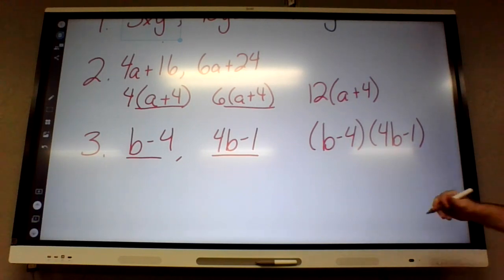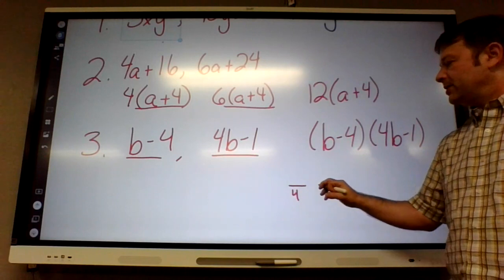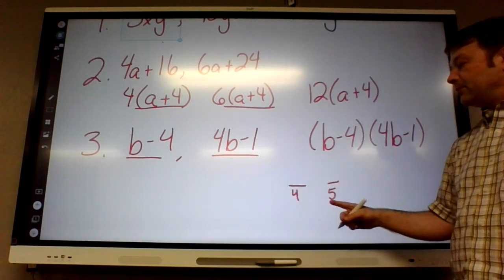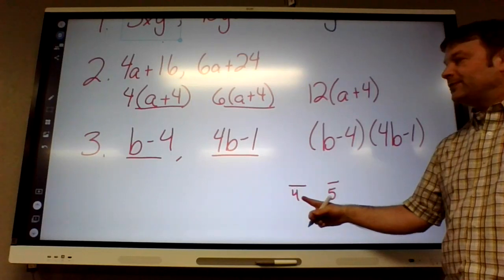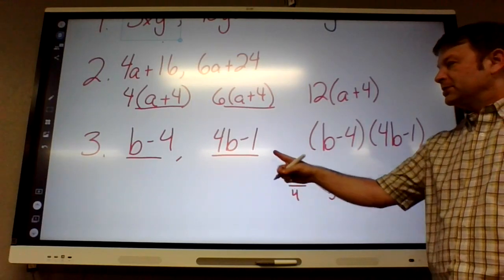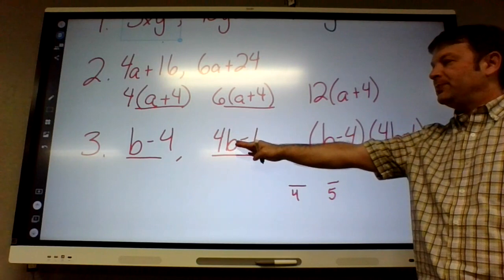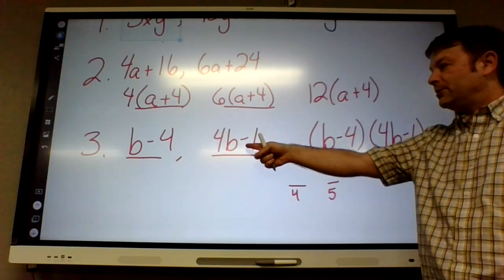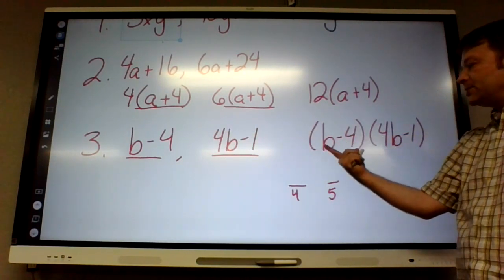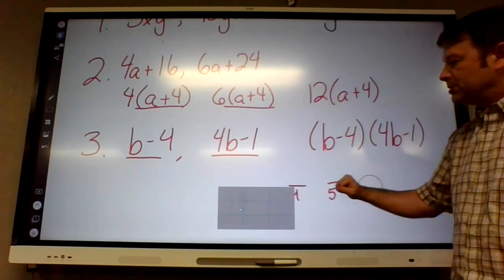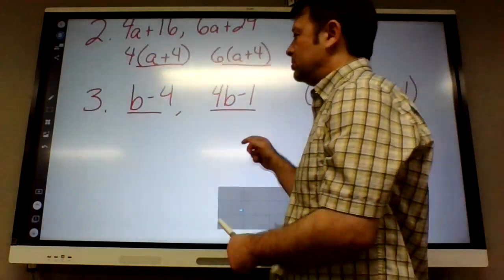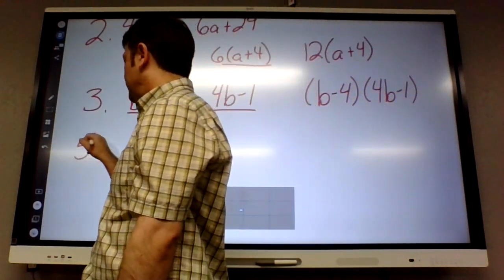Remember my example at the beginning when we had a denominator of 4 and 5, and what was the least common denominator? 4 times 5. Okay? Same thing here. b minus 4 and 4b minus 1 aren't really related in any way. So the common denominator is just those two multiplied together. Okay. Numero 5.